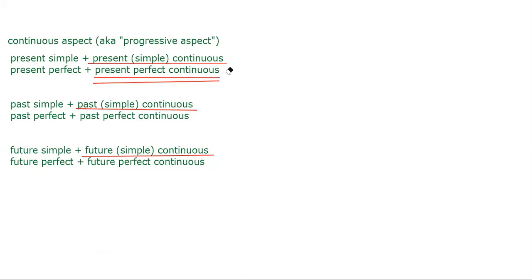Anyway, that's the present perfect continuous. The past perfect continuous, ooh, I don't like that color. Okay, the past perfect continuous is like the present perfect continuous, but it just takes place in the past. That's the only difference. That's really the only difference.